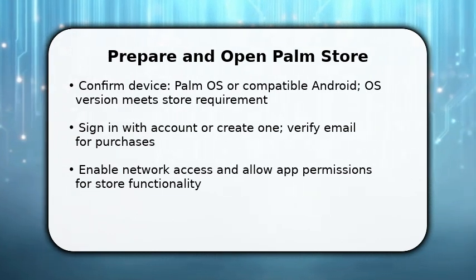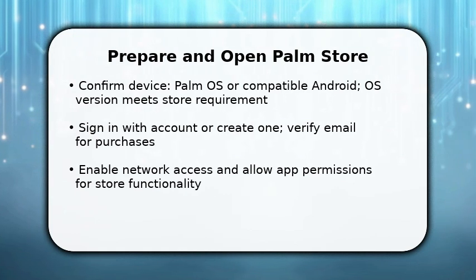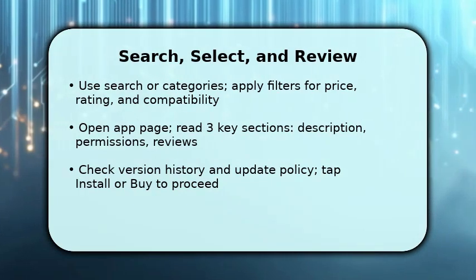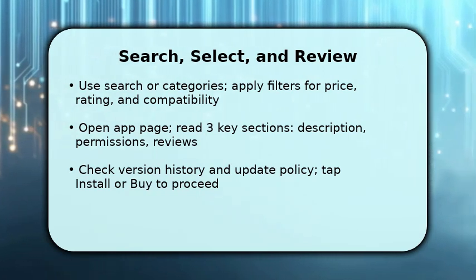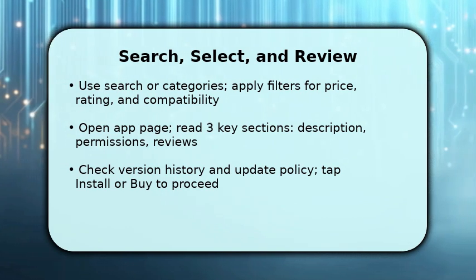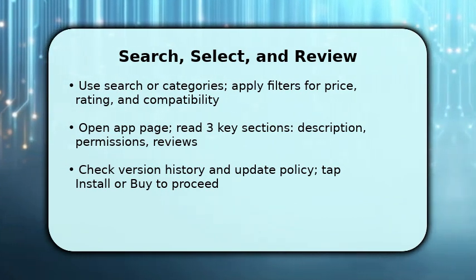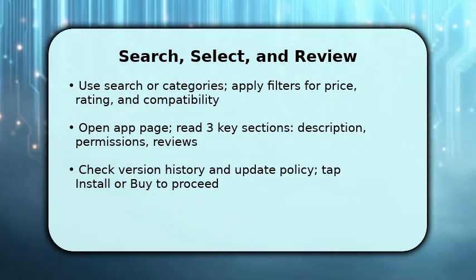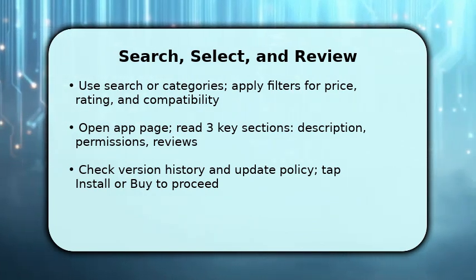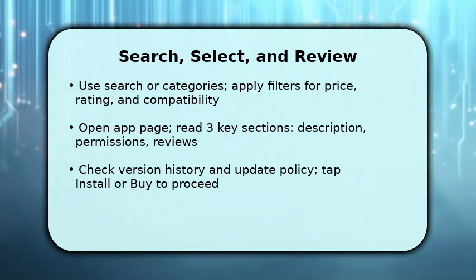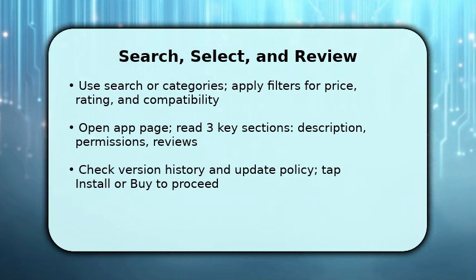Now open the Palm Store app and land on the home screen so you can begin searching and installing. You'll search or browse categories to find the app you need, applying filters for price, rating, and device compatibility to narrow results quickly. Once you select an app, read the description, required permissions, and recent reviews so you understand functionality and privacy implications. Also check version history and the developer's update policy to predict long-term support.